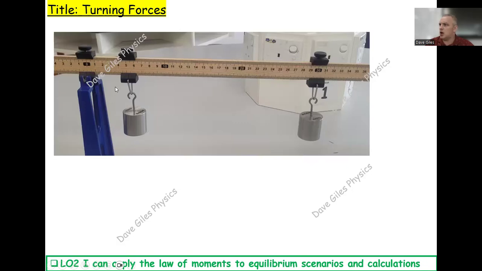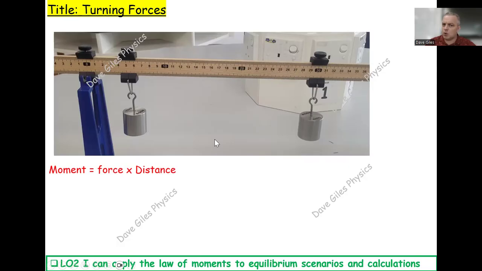So here is, you might not be able to see it very well, I've got two masses. And you can see there, they are both 200 grams. Might not be able to see it too well. One's 5 centimeters from the pivot. One is 30 centimeters from the pivot.